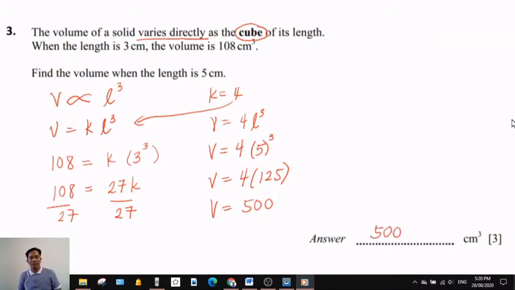There. That's how easy that proportion is. So if it varies directly, then the variable is equal to k times the second variable. But in here, there is the word cube, so you have to cube the length. And I represent the length with the letter L. Okay, let's move on to the next question.